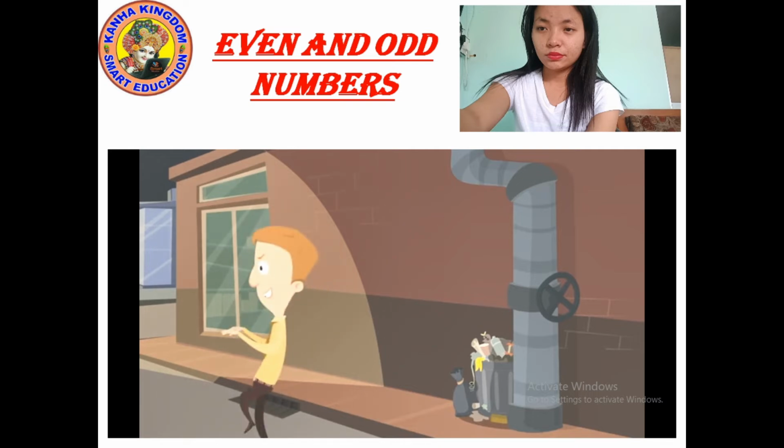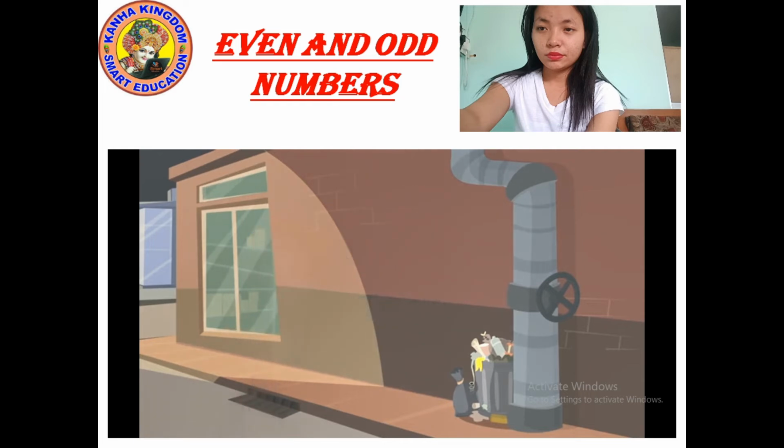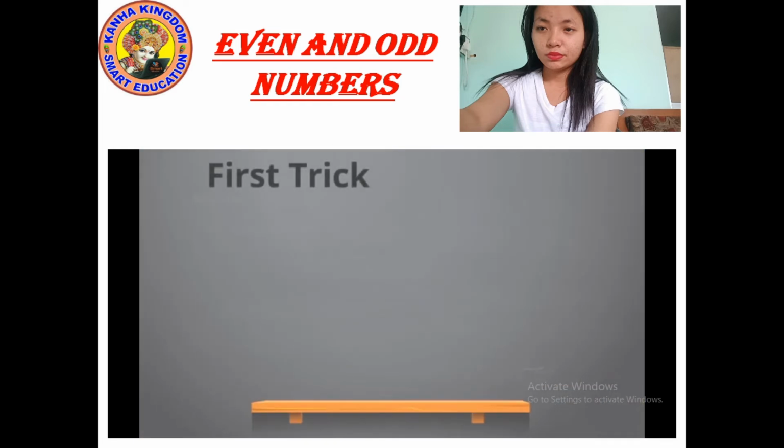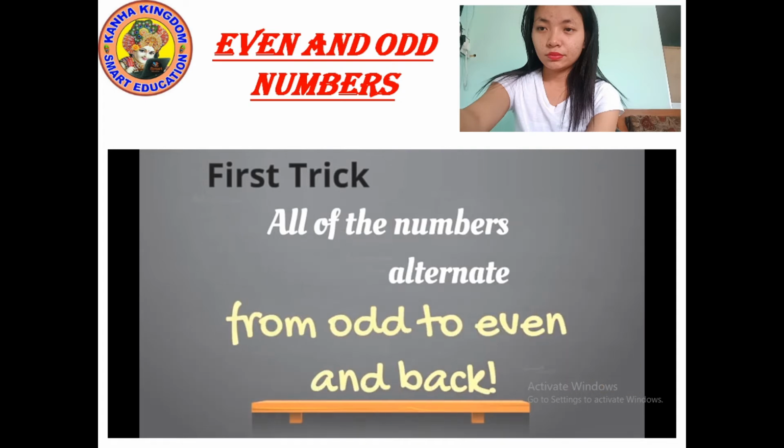Now we're about to teach you 2 sneaky tricks that you can use with even and odd numbers, okay? So seriously, it's not really sneaky, but anyway. So this first trick is that all of the numbers alternate from odd to even and back. And we're going to show you what that means and what that looks like.